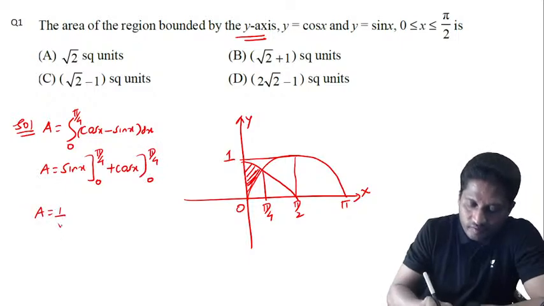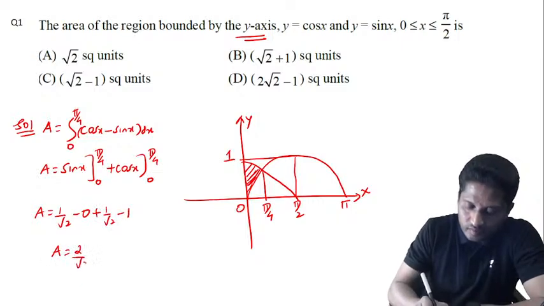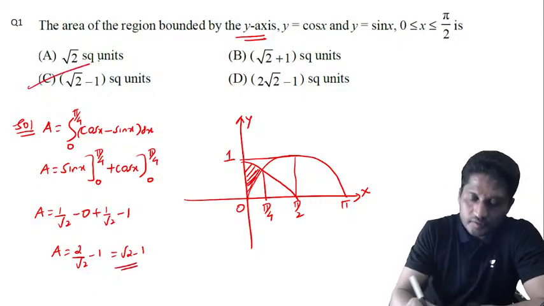Sin 45 is 1 by root 2, sin 0 will be 0. Cos 45 is 1 by root 2, cos 0 is 1. This is 2 by root 2 minus 1, which is equal to root 2 minus 1. Answer is option C.